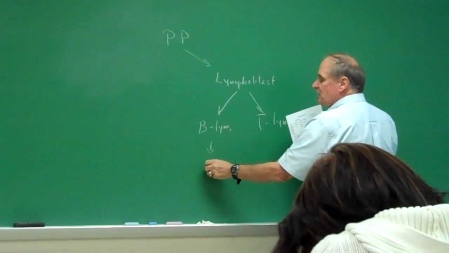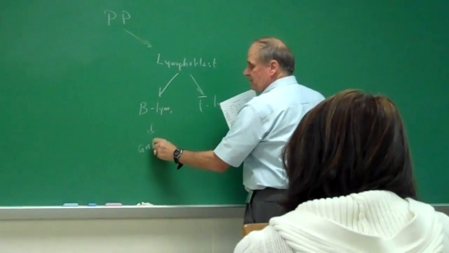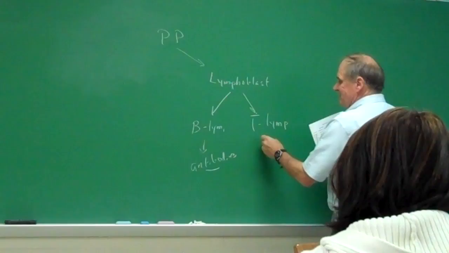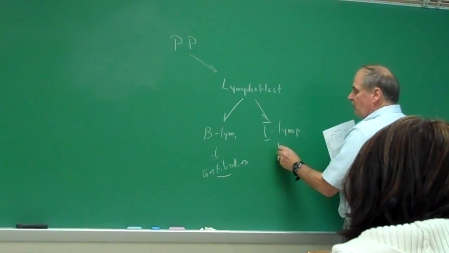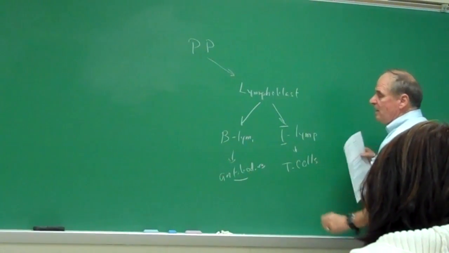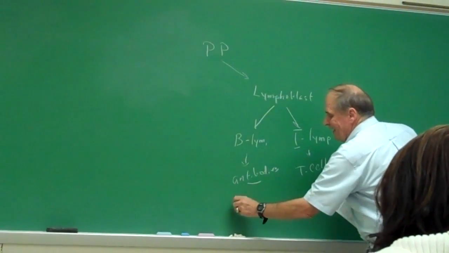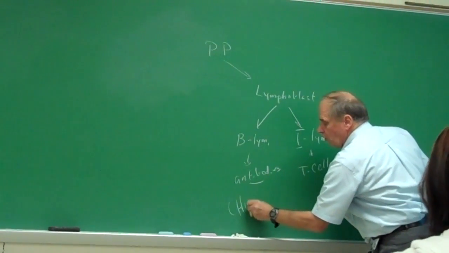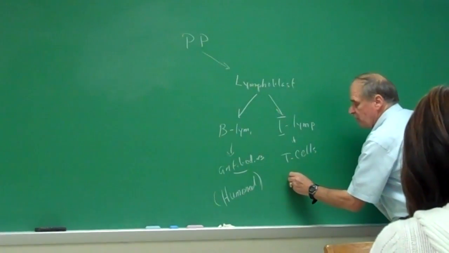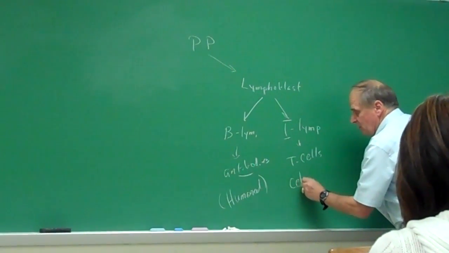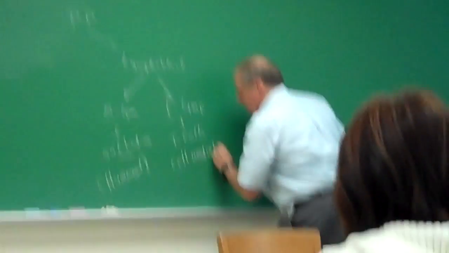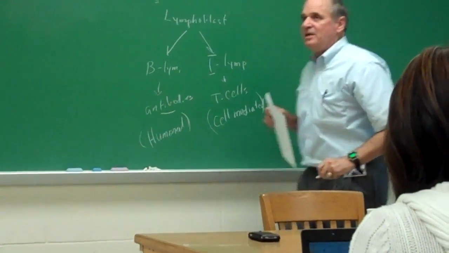Okay, B lymphocytes give rise to antibodies. And T lymphocytes, that T stands for thymus gland, they give rise to T cells. Now, make sure you understand, the antibodies are part of your humoral, H-U-M-O-R-A-L, humoral immunity, and the T cells are part of what is referred to as cell-mediated, M-E-D-I-A-T-E-D, immunity. T cells, cell-mediated.